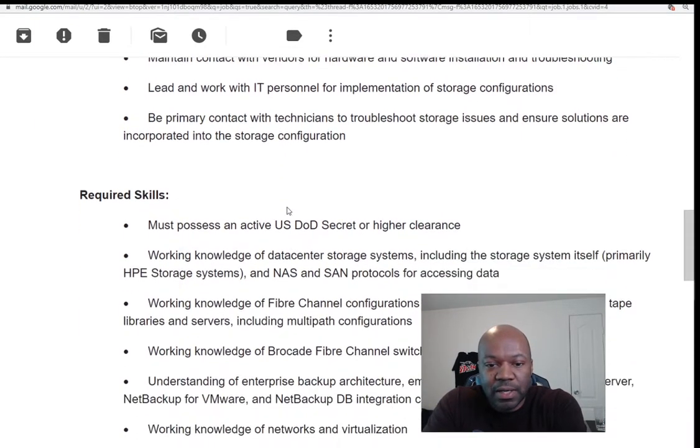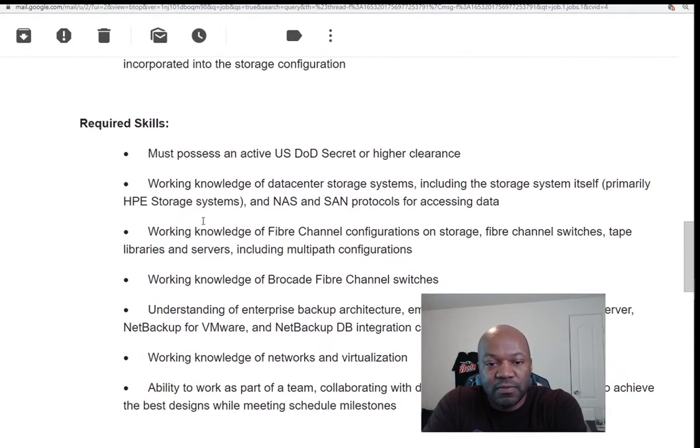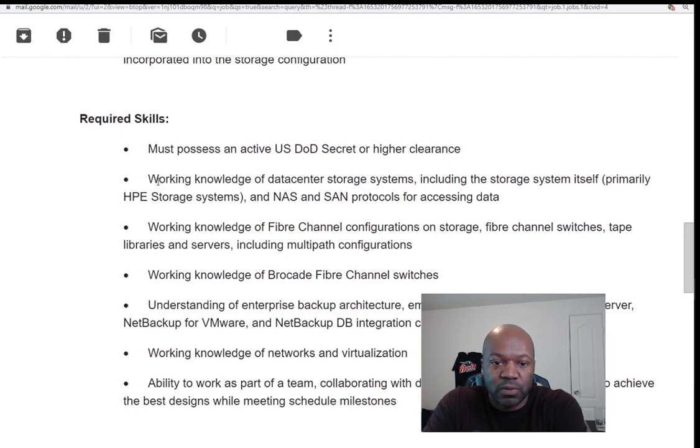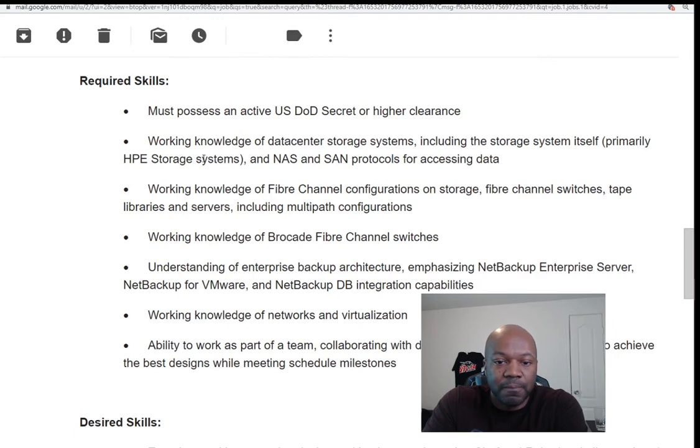Okay, let's keep going here. Required skills. This is always really important whenever you're applying for any of these jobs, to look at their required skills if they have them. They're saying that you need to possess a secret clearance or higher. Like I said, since this is only a 12-month gig, if you don't have a secret clearance, I wouldn't even waste my time. I'd just keep going. Higher would be a top secret SCI, or that kind of thing.